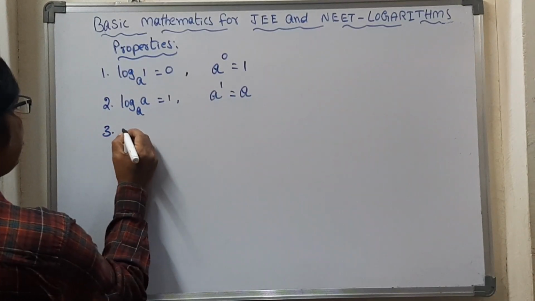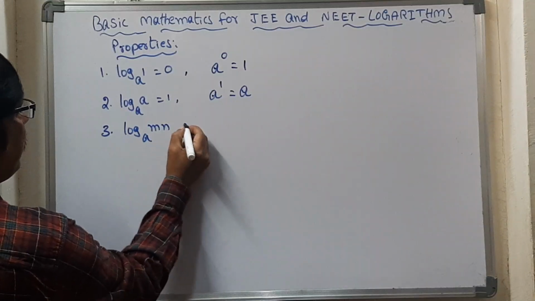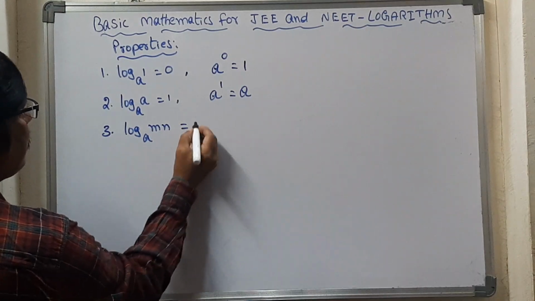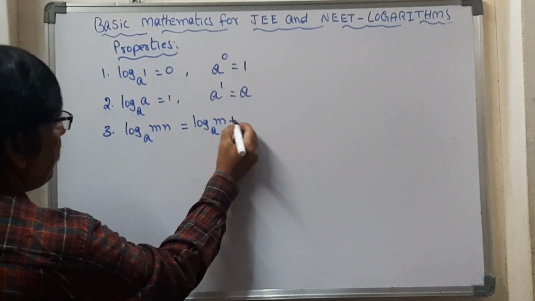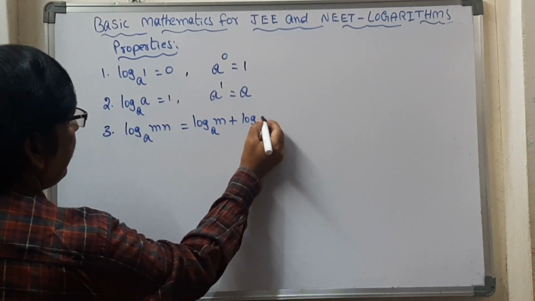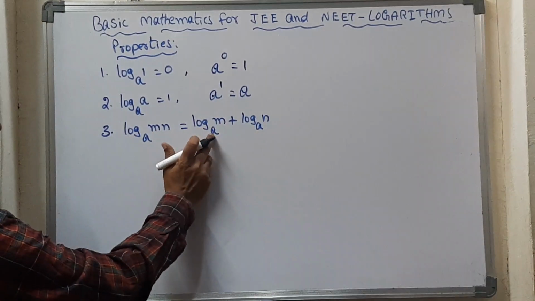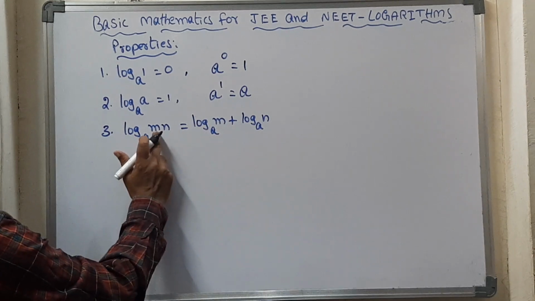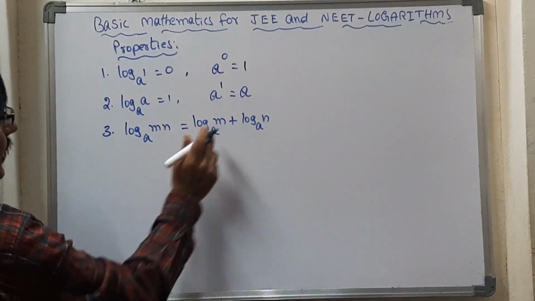And the third one is log mn base a. What will it be now? Log m base a plus log n base a. Log m base a plus log n base a. Once you spread the logarithm of a multiplication, it will be taken as an addition.